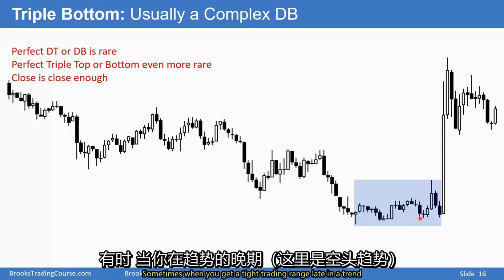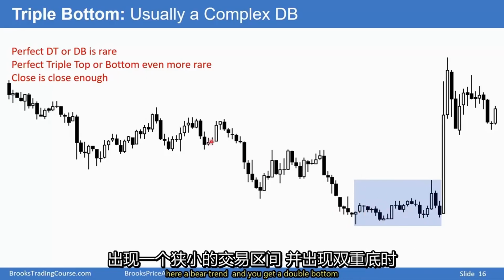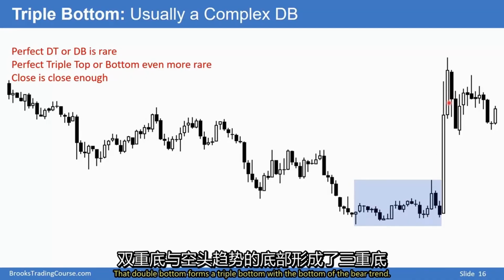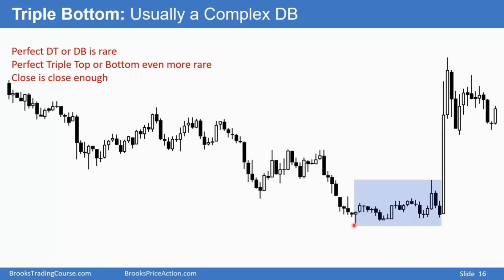Sometimes when you get a tight trading range late in a trend, here a bear trend, and you get a double bottom, even though it's only a tight trading range, it can be enough to lead to a major reversal. That double bottom forms a triple bottom with the bottom of the bear trend.